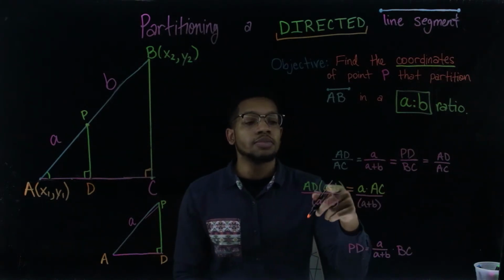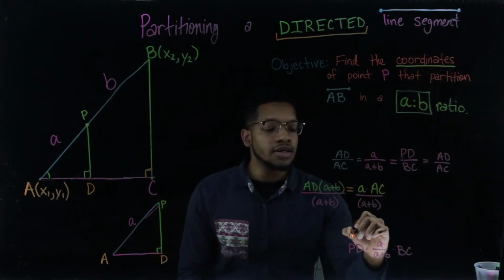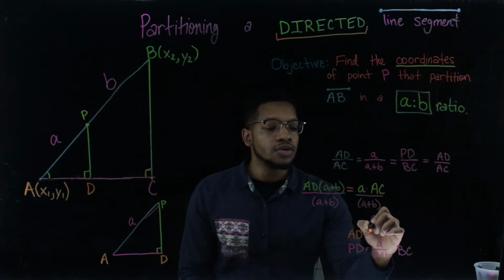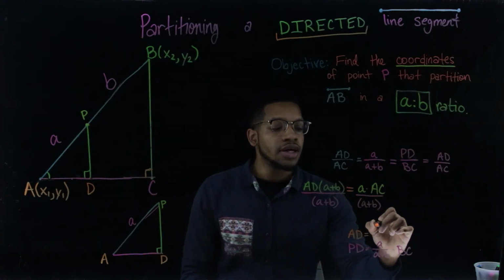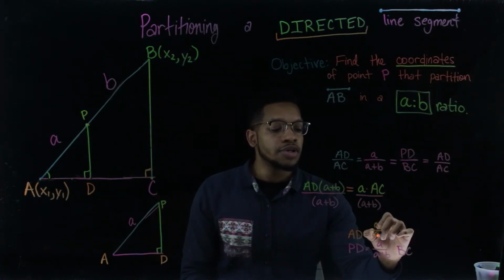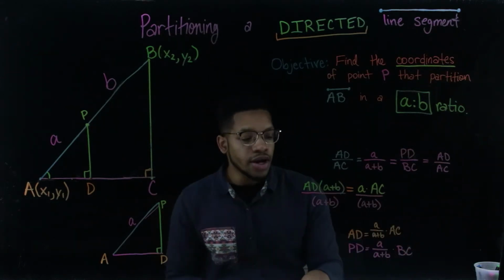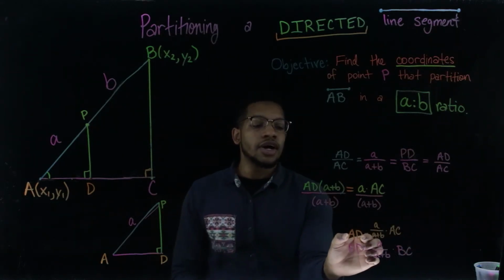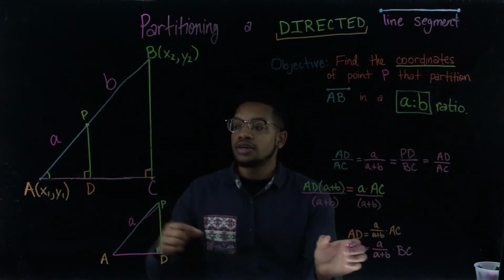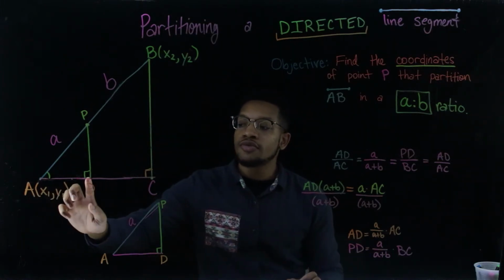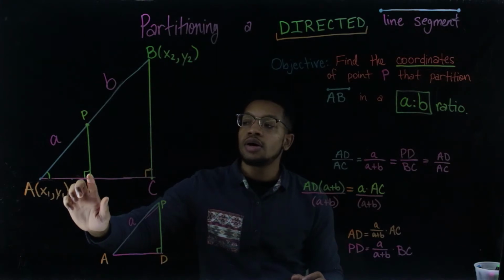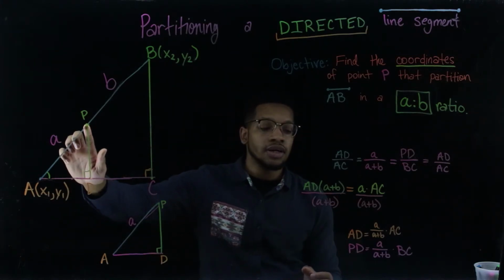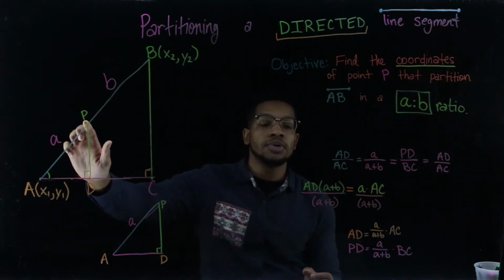Now that those A plus B's are gone, I can say AD equals, again, that same ratio, A over A plus B, times AC. So now I have the distances for AD and PD. From point A, I just go over a distance of AD and go up a distance of PD, and that'll give me my coordinates for point P.